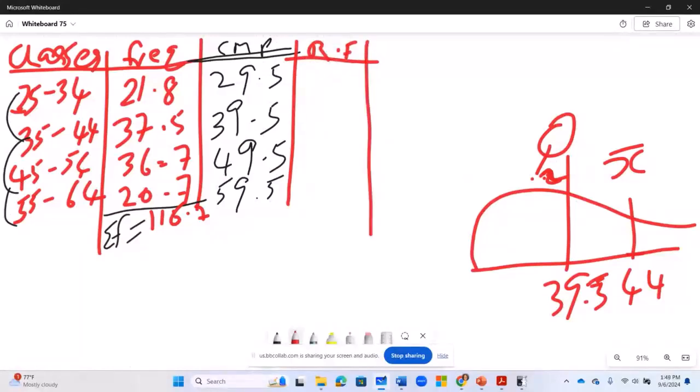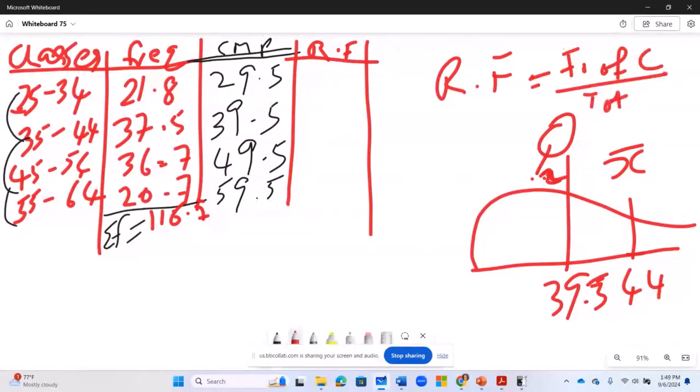Remember the relative frequency. Relative frequency is frequency of the class over total frequency, like we said last week. Total frequency can be written as sigma frequency. Let me write it as sigma frequency. All right, over sigma frequency.